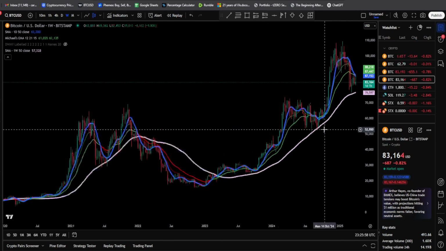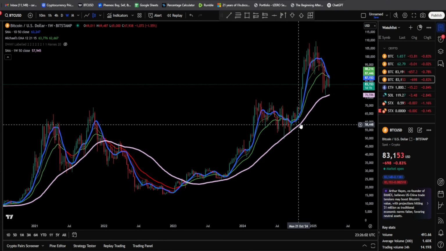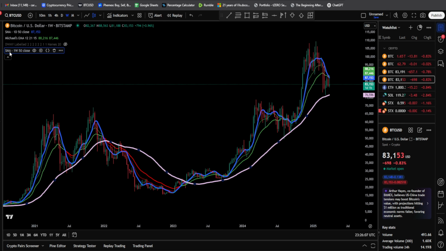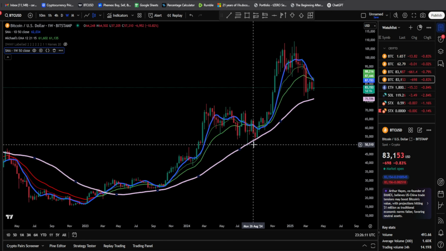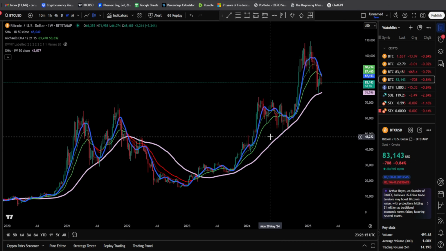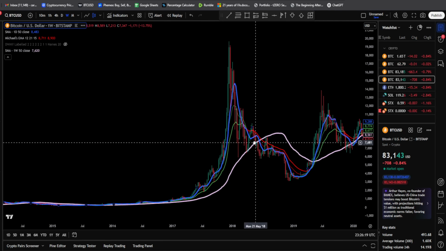On the weekly, because Bitcoin is the only one that is holding the weekly 50-week moving average, if Bitcoin breaks this, it's most likely cooked, just like last time.